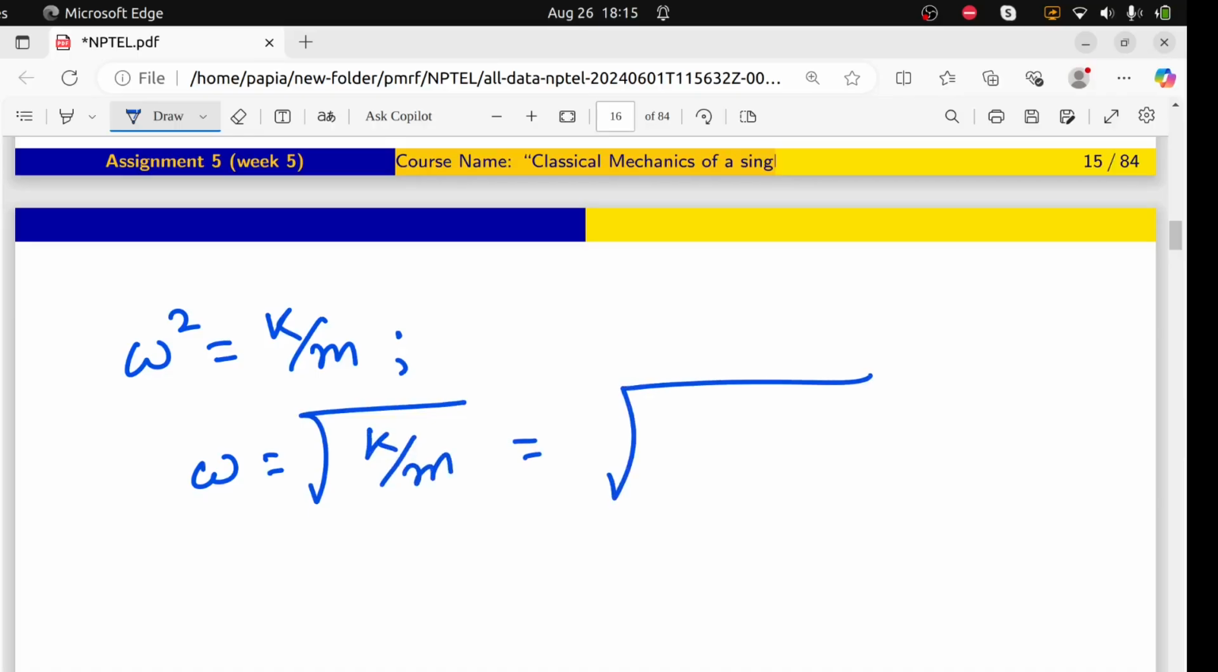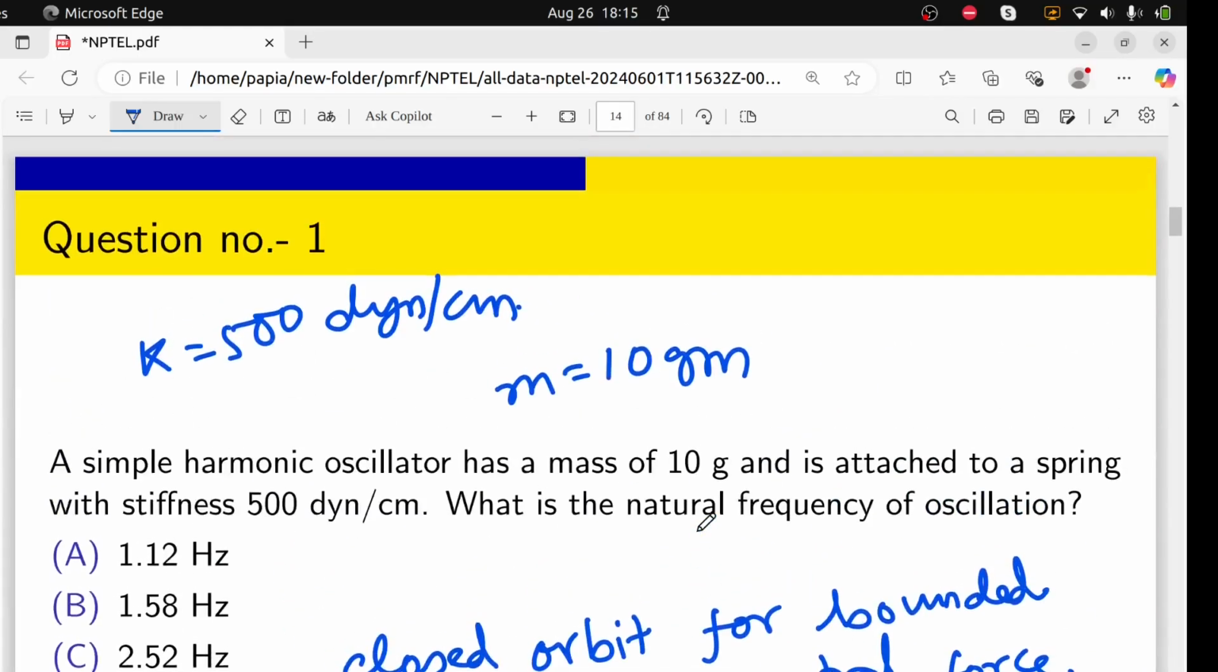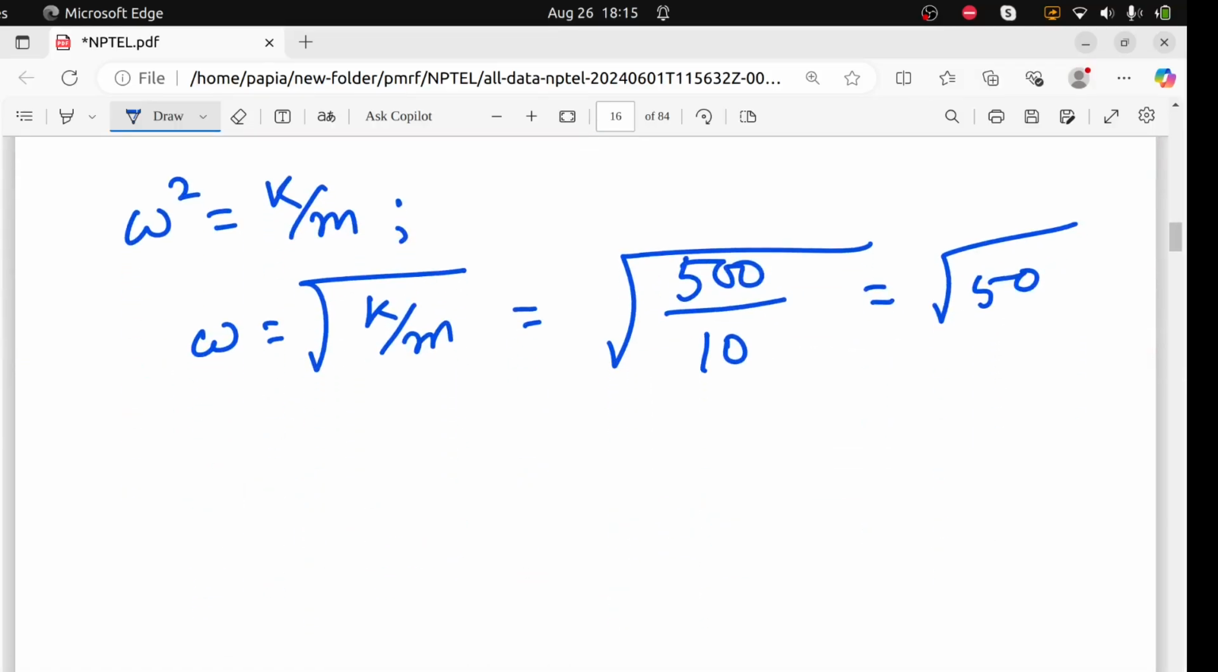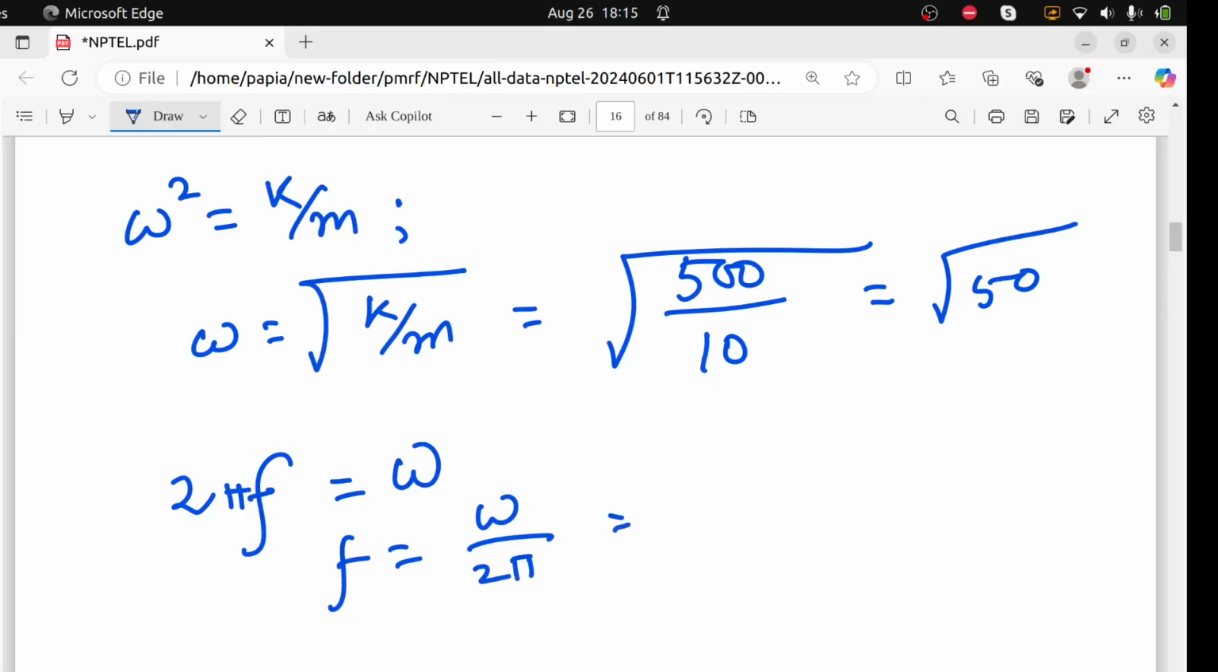So k is given as 500, divided by 10, so it is root 50. Okay, so natural frequency means 2 pi f equals omega, and f equals omega by 2 pi. So I can write here root over 50 divided by 2 pi. That will be the answer. Let me calculate here.